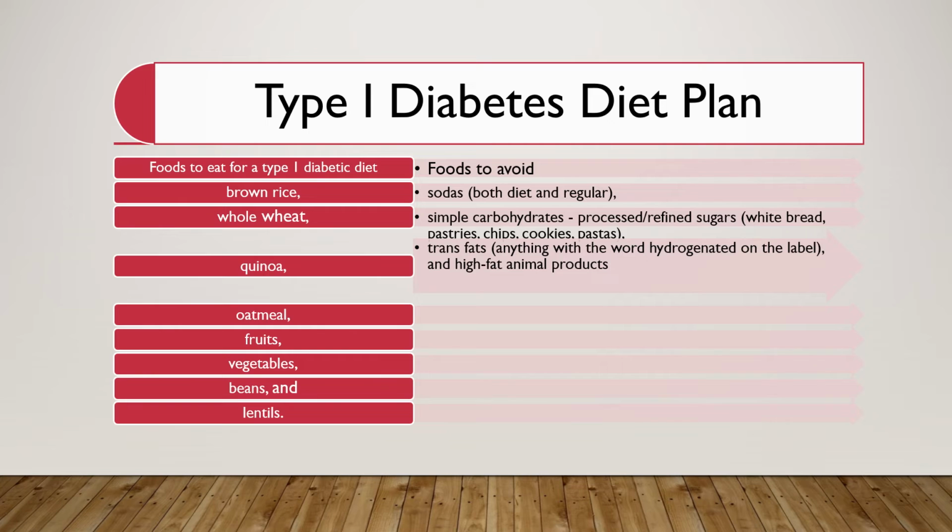Now, what is the diet plan that needs to be followed by type 1 diabetes patients? The foods that need to be consumed by type 1 diabetic patients are whole wheat, brown rice, oatmeal, fruits, vegetables, beans and lentils, whereas certain foods that need to be avoided are sodas and simple carbohydrates. This includes processed as well as refined sugars, which are basically found in white bread, pastries, chips, pastas and cookies, trans fatty acids as well as high fat animal products.